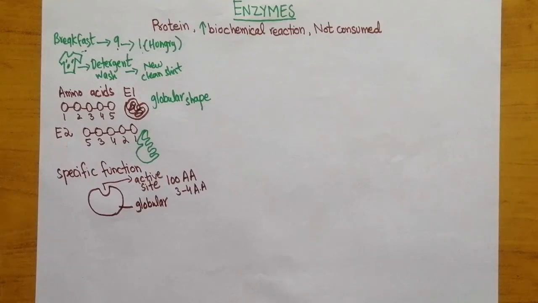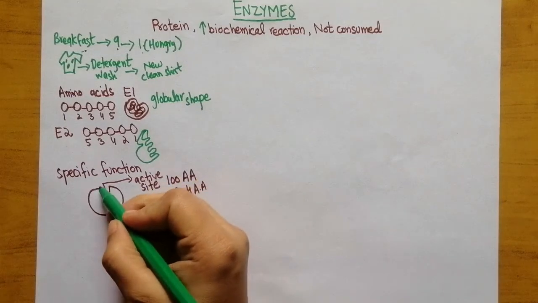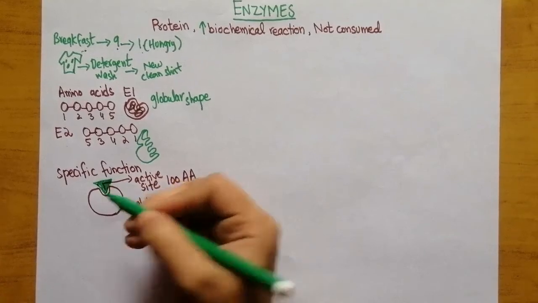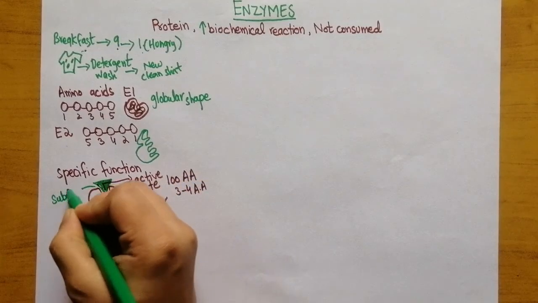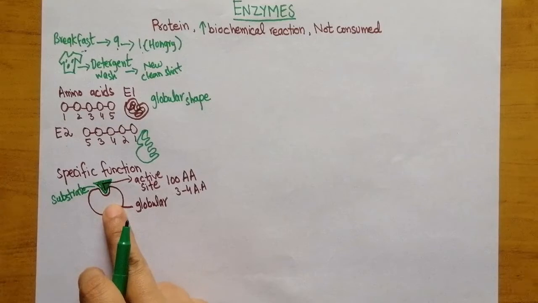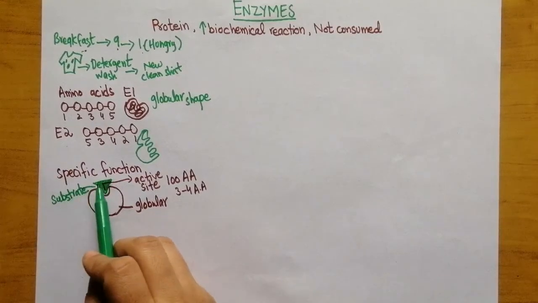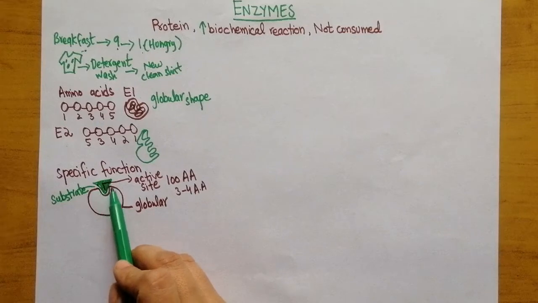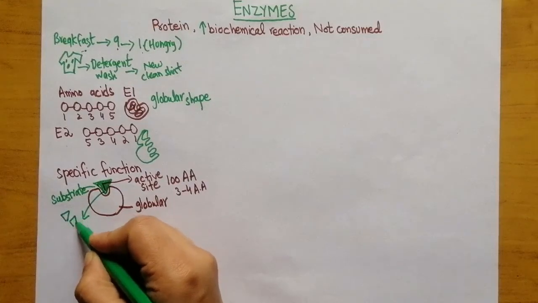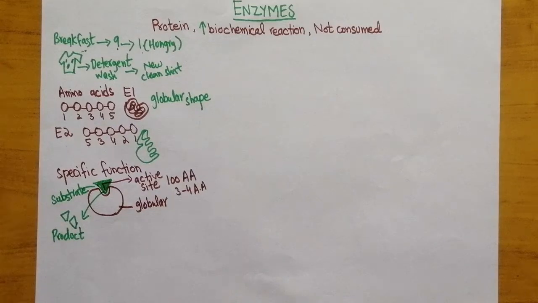When enzymes perform their function, at the active site a substance is going to combine like this. This substance is known as the substrate. So any substance that attaches itself to the enzyme, or on which an enzyme acts, is known as a substrate. After the attachment of the substrate with the enzyme at the active site, the substrate is broken down into products. These are the products. And this is how an enzyme-catalyzed reaction takes place.